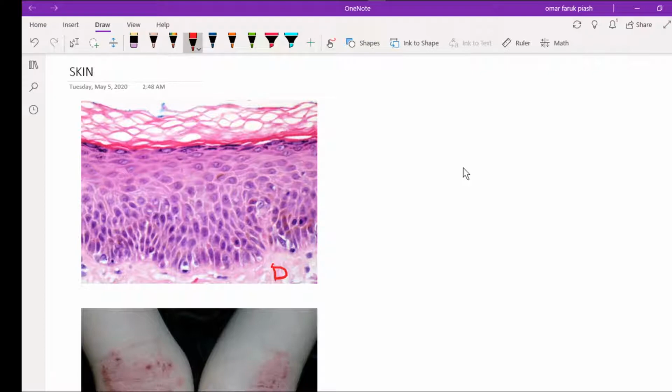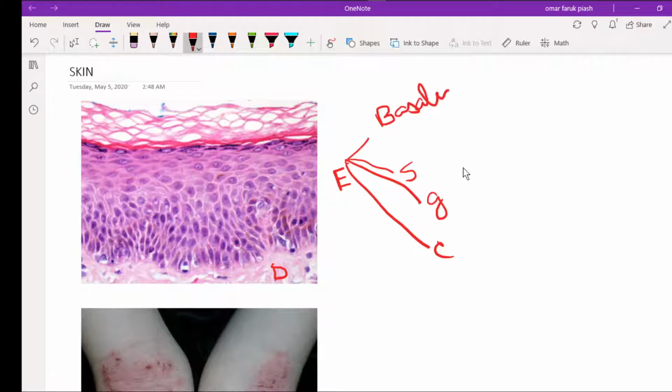And this is epidermis. And epidermis has mainly four layers: stratum basalis, stratum spinosum, granulosum, corneum. Stratum basalis, spinosum, granulosum, and stratum corneum.